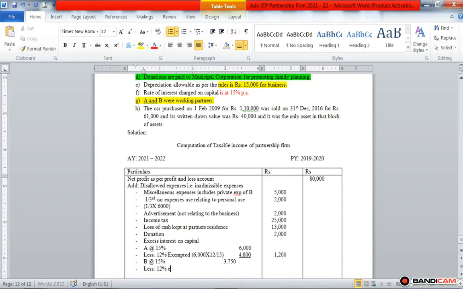Less 12% exempted. So how to compute 12% on 3750? We already compute the exempted interest on capital for partner B. So here the exempted interest on capital is rupees 3000, and the remaining 750 is taxable. Got it?